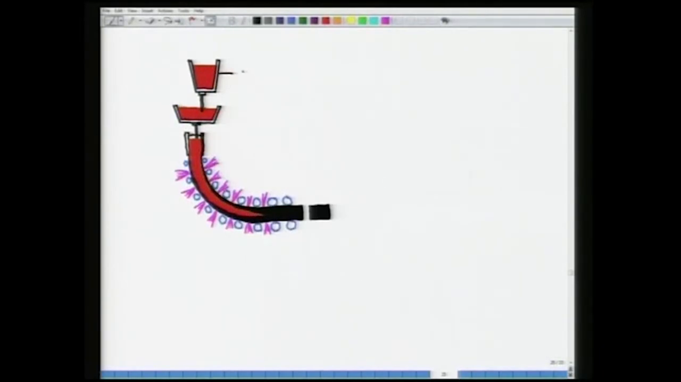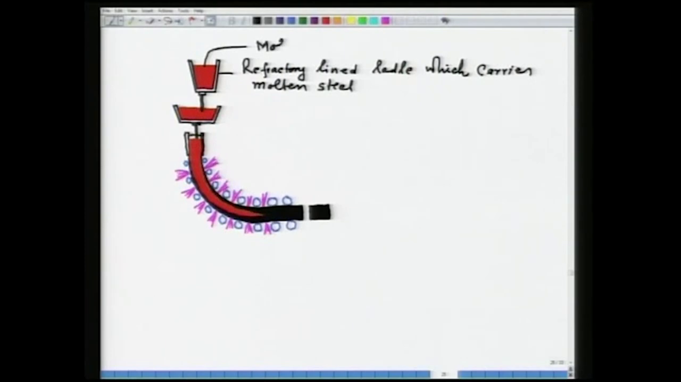So, this particular vessel is a refractory lined ladle, which carries molten steel. So, the red one that you are seeing, this is in fact molten steel. Below the ladle, a tun dish is placed. So, this particular vessel is refractory lined tun dish, and here again we have the molten steel.